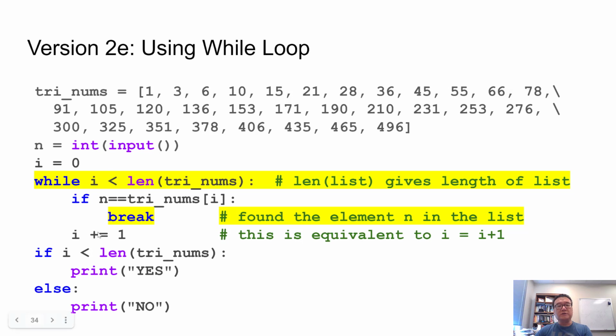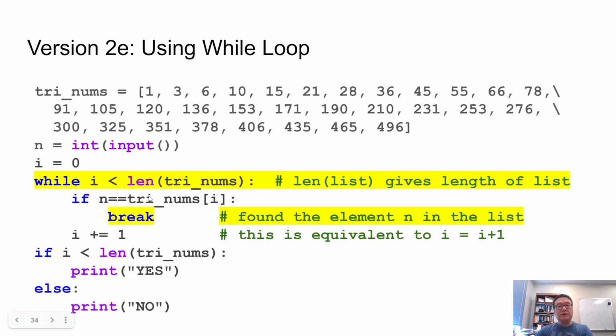There are two cases. One case is we find the number n in the list, in which case i will be less than the length of trinums. If at the end of the loop we find that i is less than the length of the list, then the only explanation is that n exists, so the ith element equals n. That's why we are here, so we can print yes.